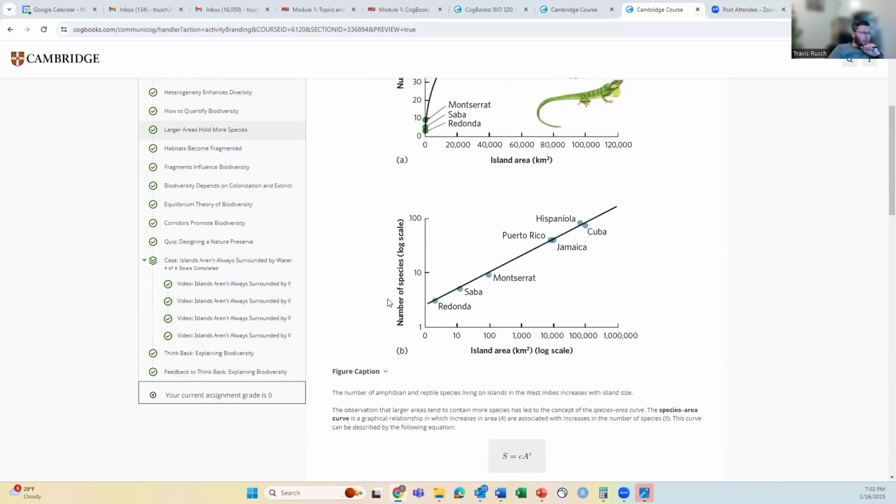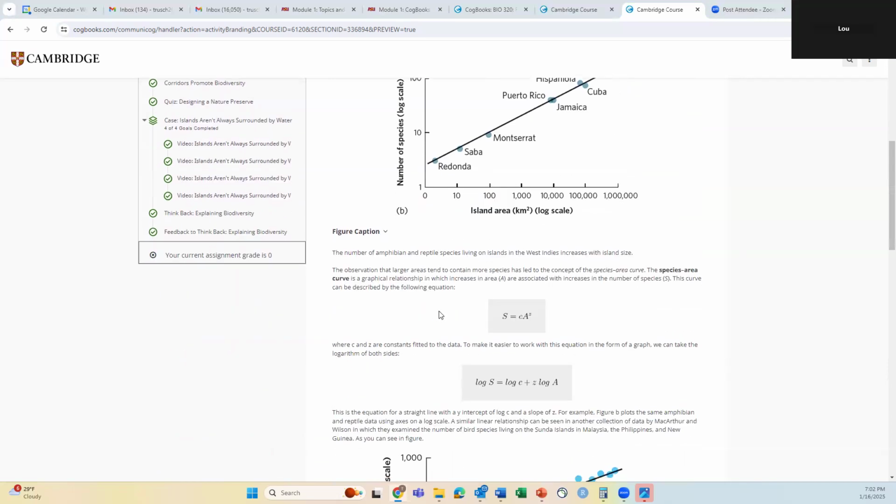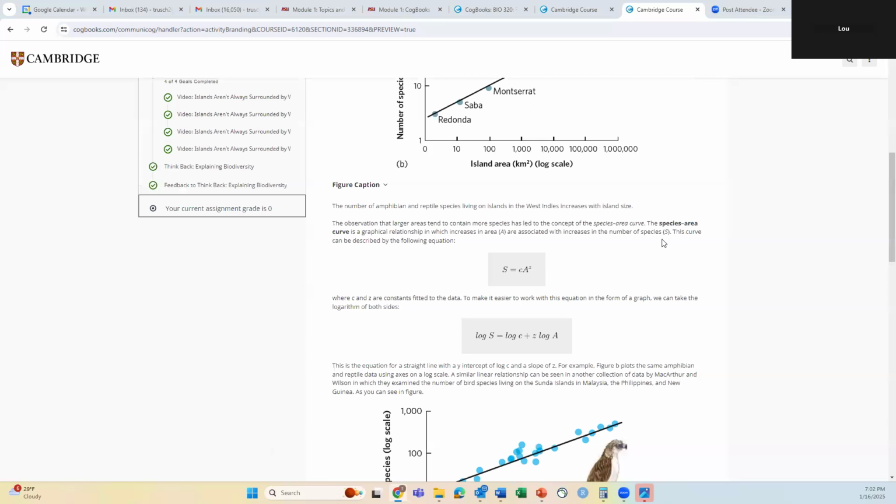Yeah, and then this is just another example using kind of a log scale. And then this is what I was getting at here: they bring in species area curve, this formula, but there's no examples and there's no practice, so you won't be expected to do any type of calculations with this.